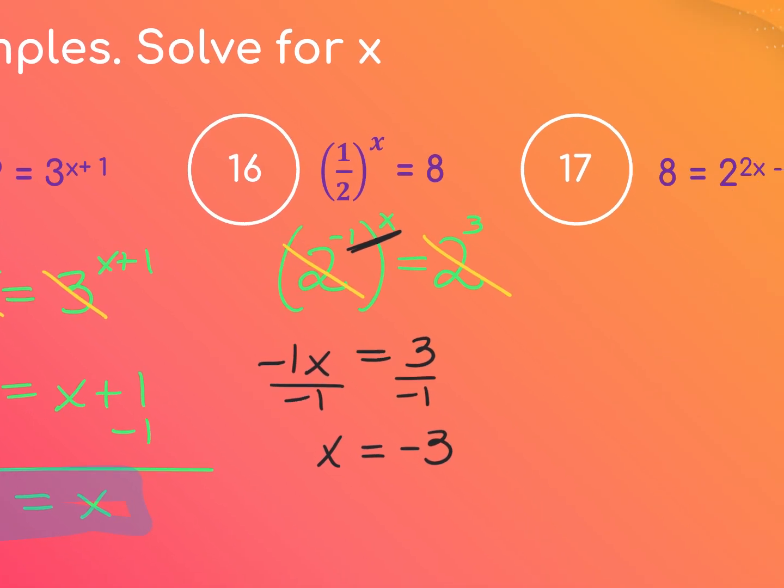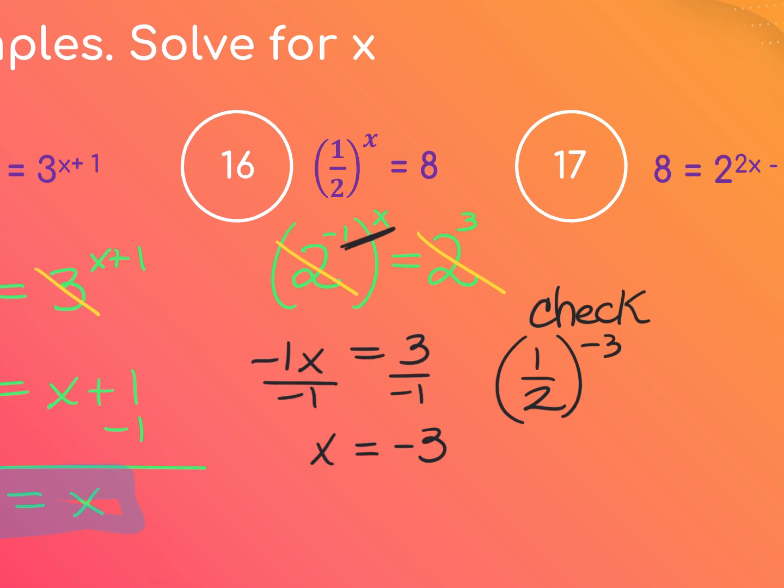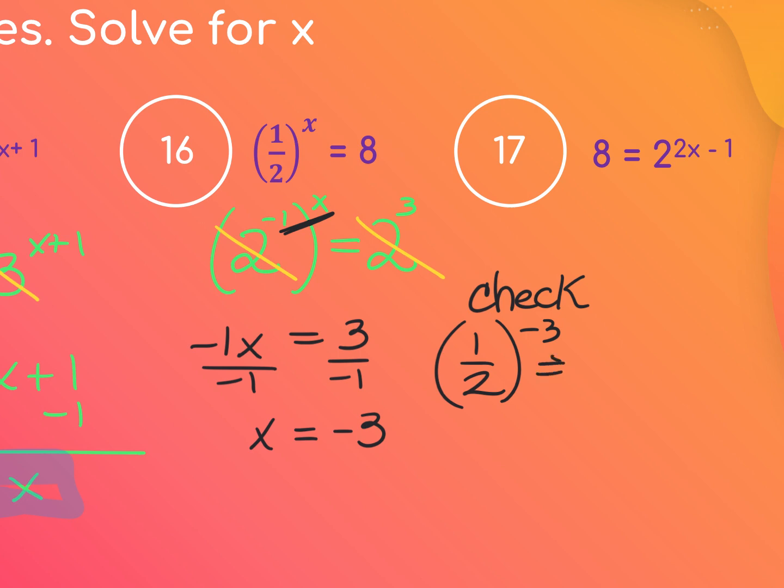So again, if I wanted to check this one, I would take 1/2, raise it to the negative 3 power. Remember, whenever you have a fraction raised to a negative exponent, think reciprocal. So flip it, make the power positive. 2 over 1 is just 2, and 2 to the 3rd equals 8, and that's what I was trying to make it equal. So my answer is correct. Let's try the next one.